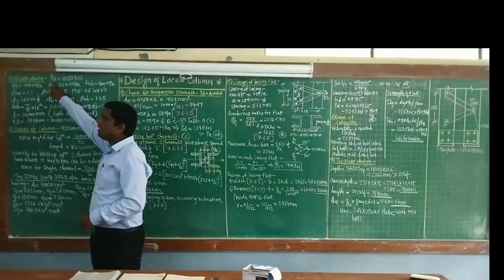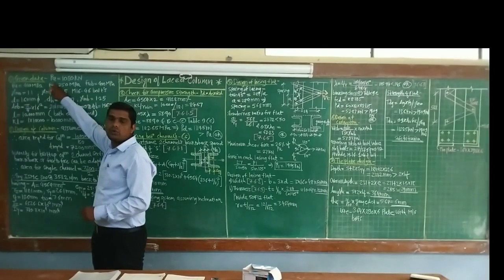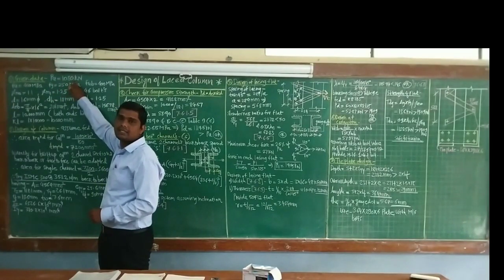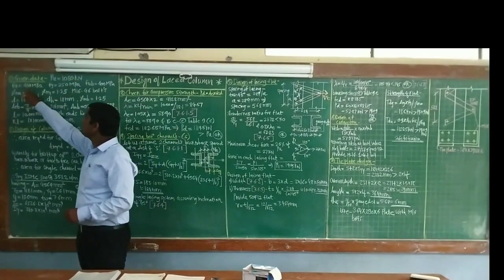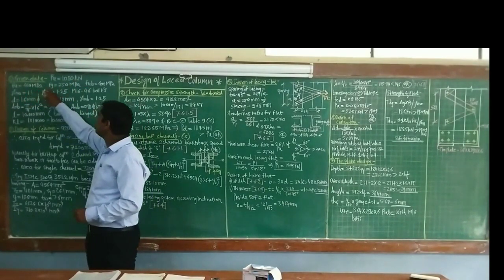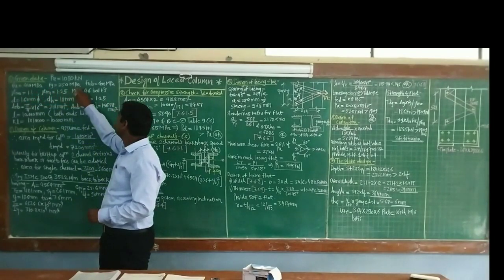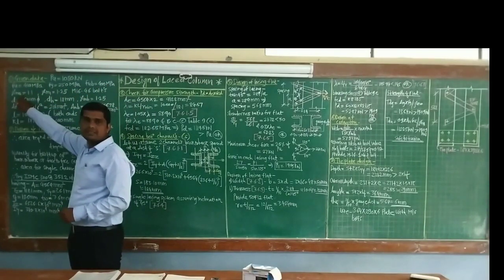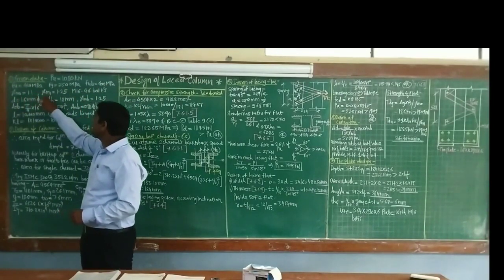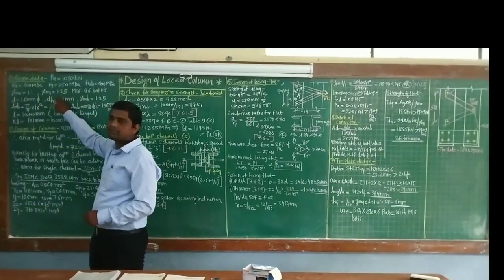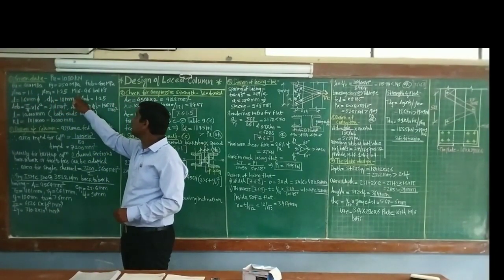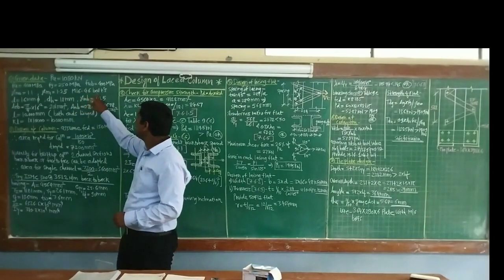First, the ultimate load or factored load Pu is given as 1080 kilonewton. Here fy is 410 Newton per mm square, fy is 250 MPa, and fu is 400 MPa. Gamma m0, the partial safety factor, is 1.1, and gamma m1 is 1.25. We are going to use M16 grade 4.6 bolts.